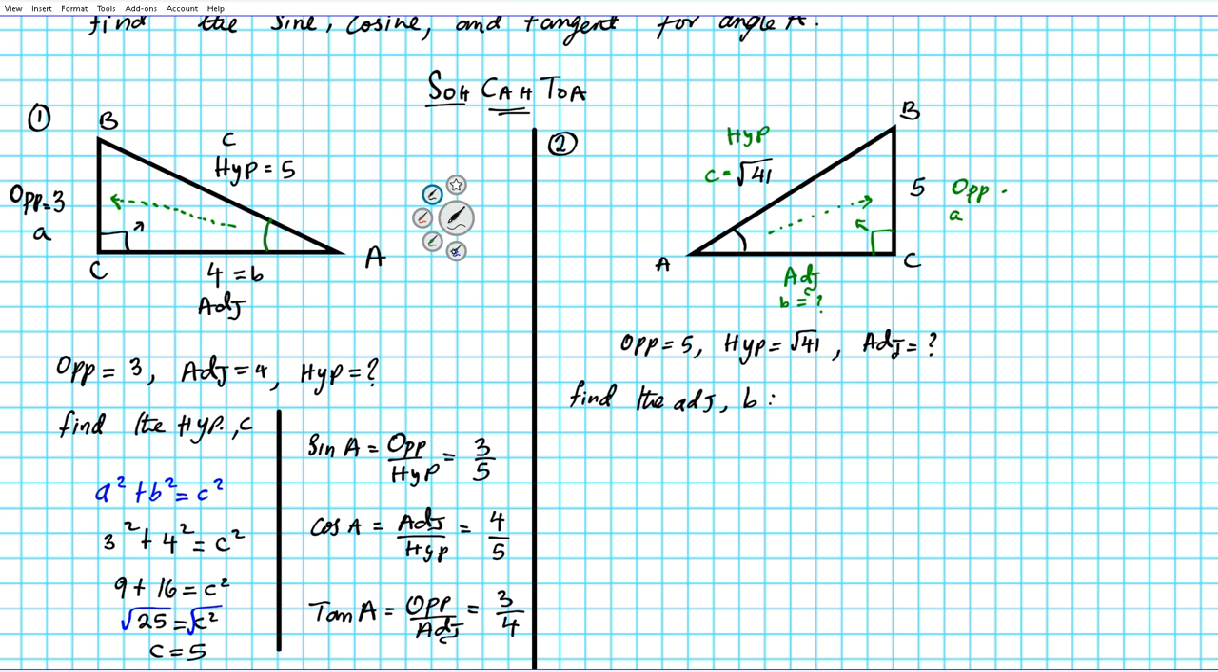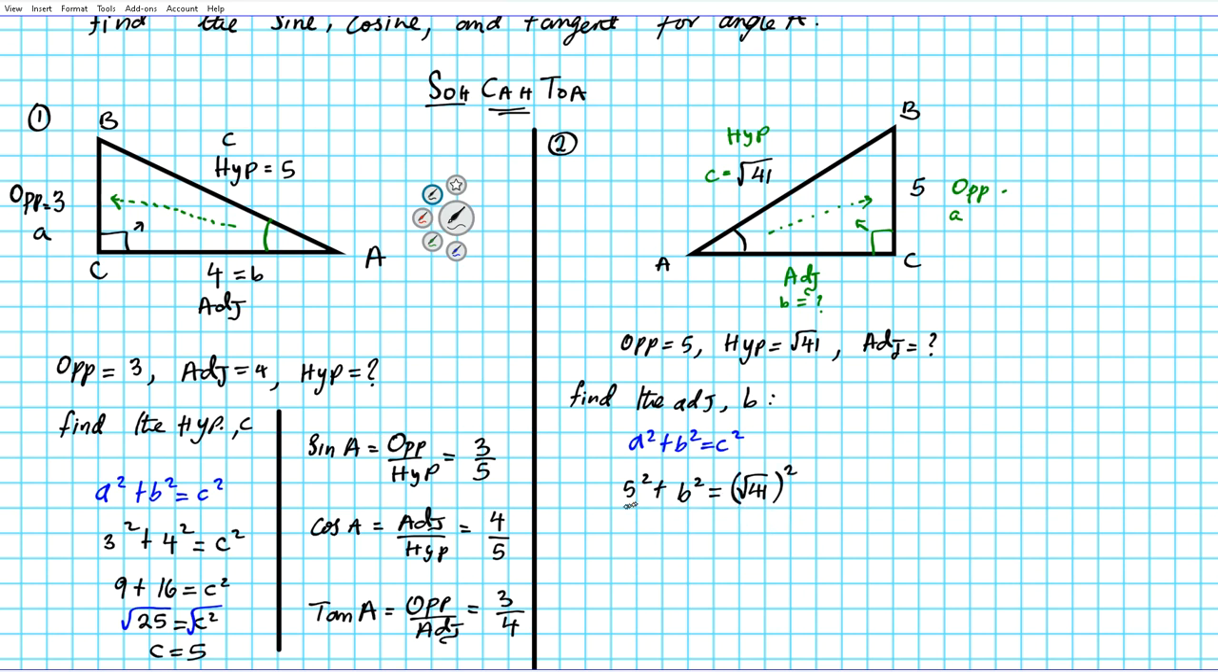So we're going to use the Pythagorean theorem again. A squared plus B squared equals C squared. In problem 1, we were looking for the hypotenuse. Now we're going to be looking for one of the legs. So let's substitute. A is 5. So 5 squared plus B squared. We don't know what B is, so use a variable. And then C squared is root 41 raised to the second power.